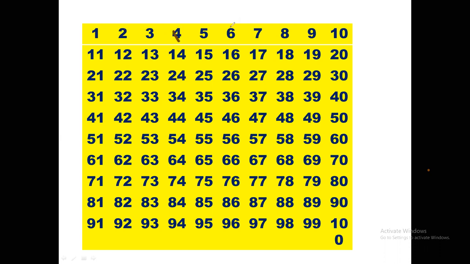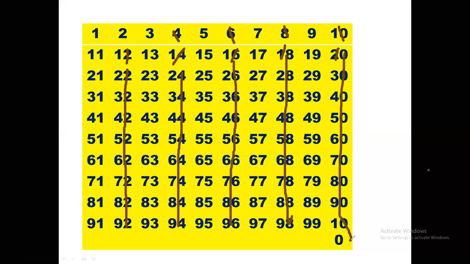4, 6, 8, 10, 12, 14, 16, 18, 20. I have a quick method for this also. I know that the multiples of 2 end on even numbers. So I'm going to directly cut the whole row which has the even number 2, then the second even number 4, then we have this row, 8. And the last one is 0. In this way, we have done with the multiples of 2.